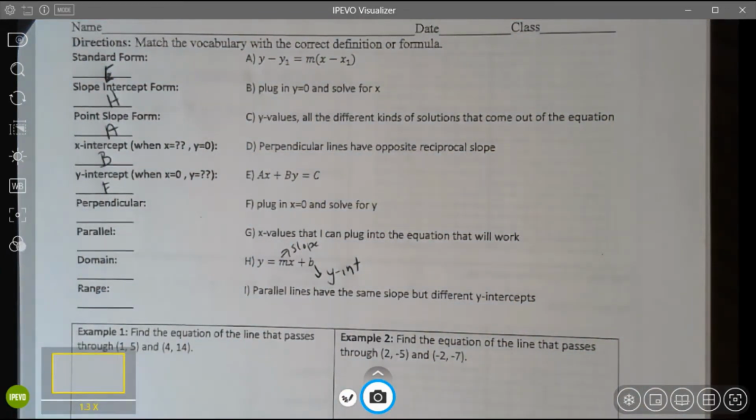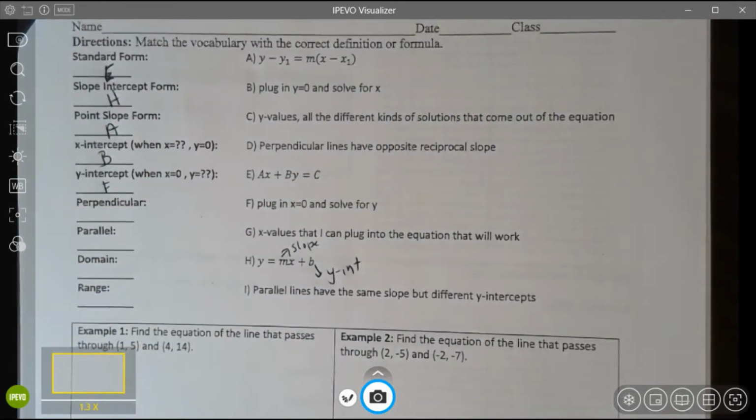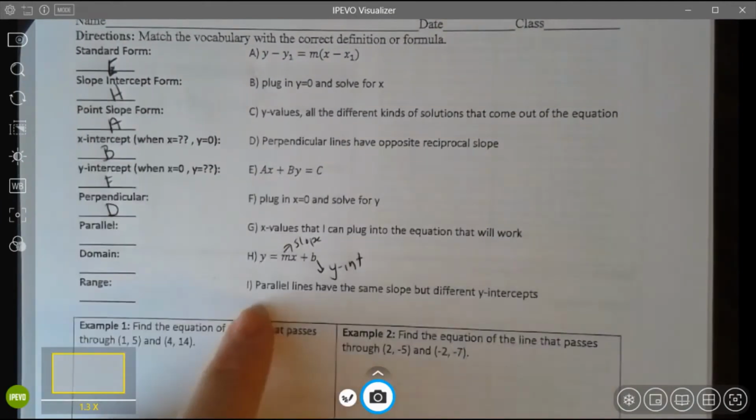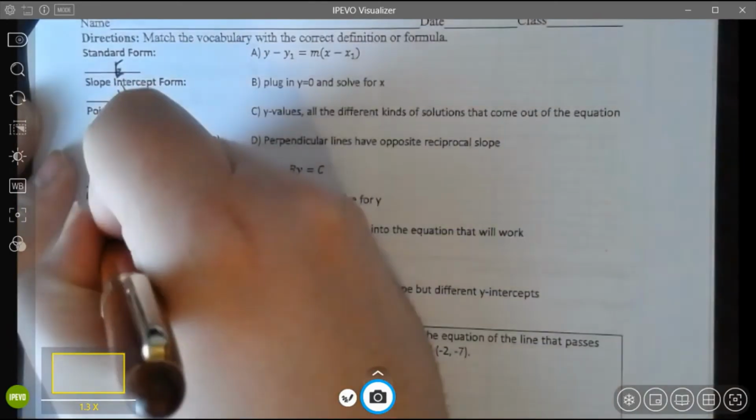F. Perpendicular is the choice that talks about perpendicular lines. Perpendicular lines have opposite reciprocal slopes. This is choice D. Parallel lines is going to be the choice that talks about parallel lines. So that's going to be choice I. Parallel lines have the same slope, but different y-intercepts.